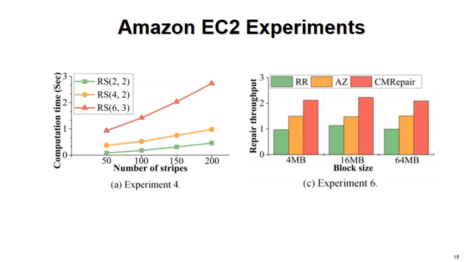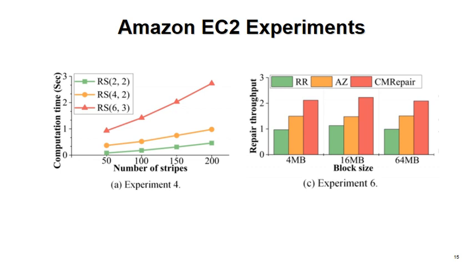We next use different numbers of strides and various different codes to measure the computation time for CM repair to establish the multi-stride solution. As shown in Figure A, the computation time gradually increases with the number of strides, and the overhead is small. Therefore, CM repair only incurs extremely lightweight computation overhead and can be extended to large-scale clusters.